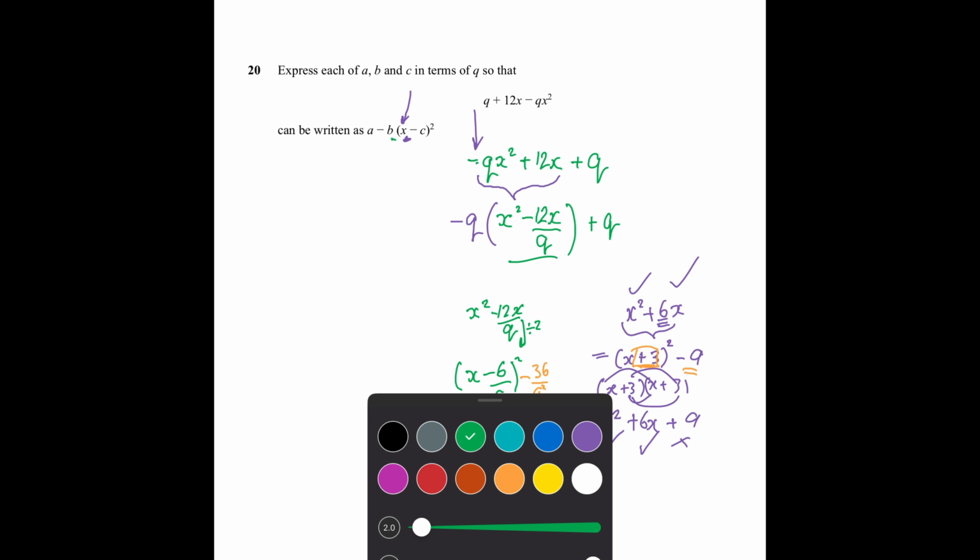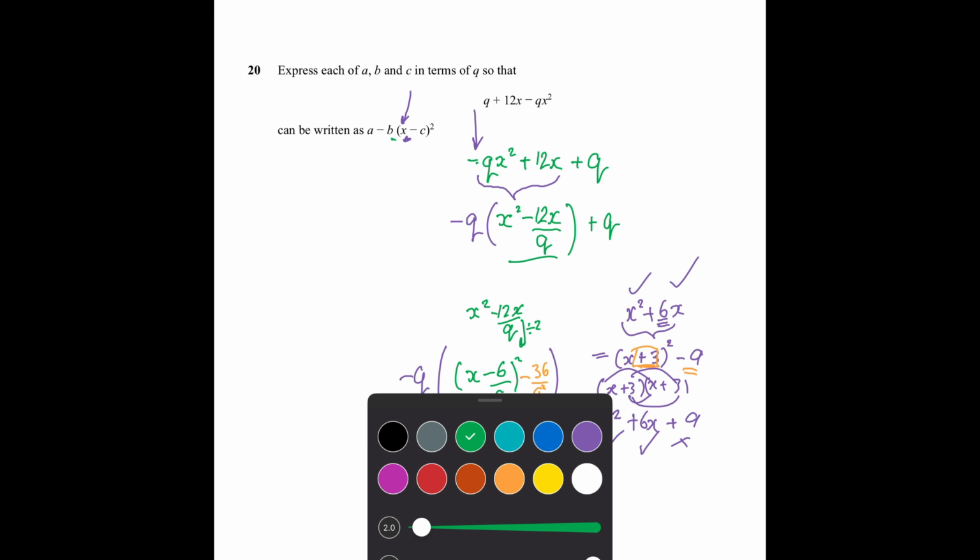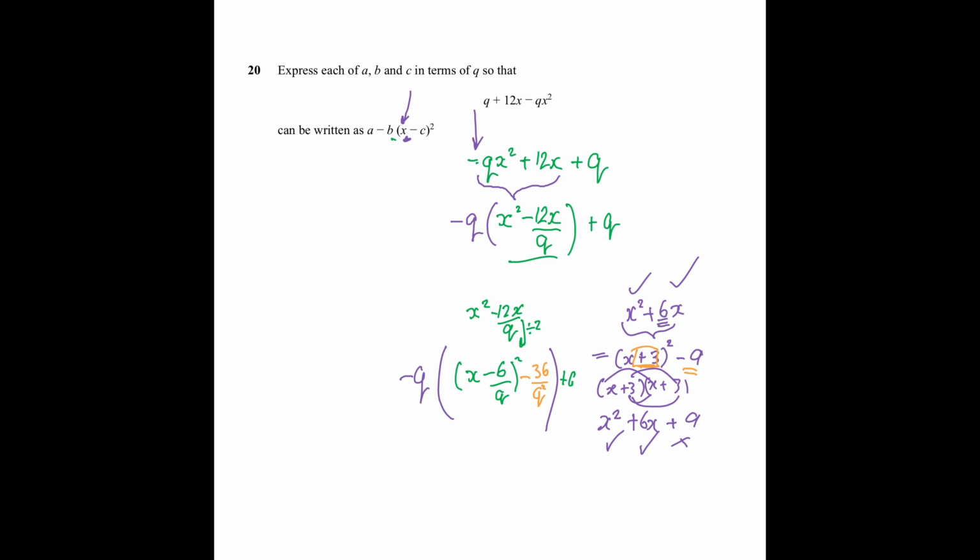And remember, this is all outside my brackets. I have a negative q. I haven't forgotten about that. And of course, I've not forgotten about the plus q on the end either. Let me just put a little line there to separate my working. This is the main work. I probably should have written it further to the left, but never mind.